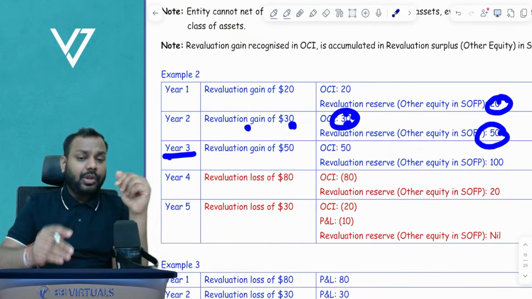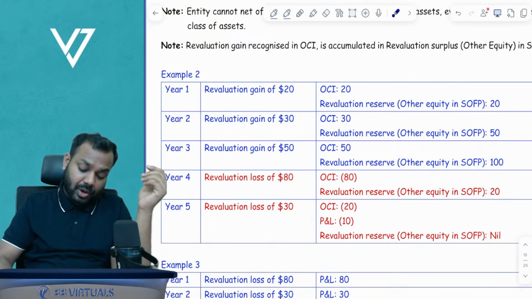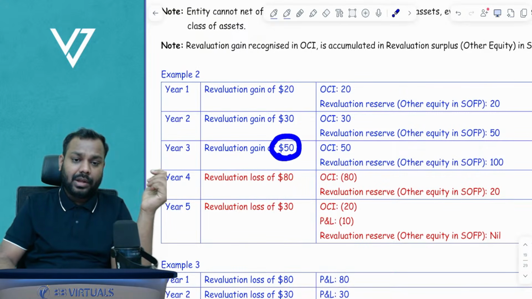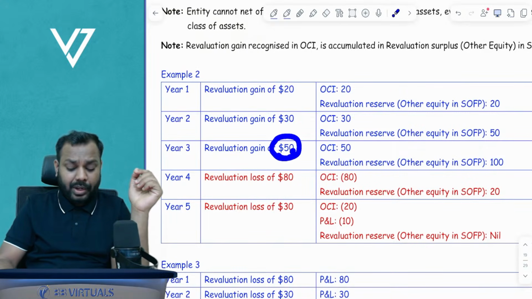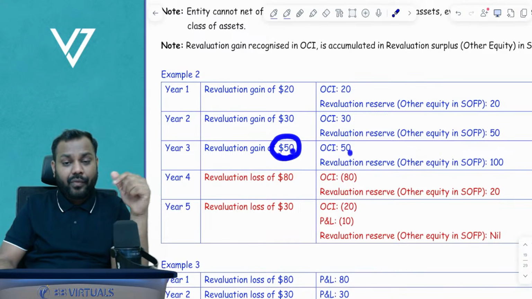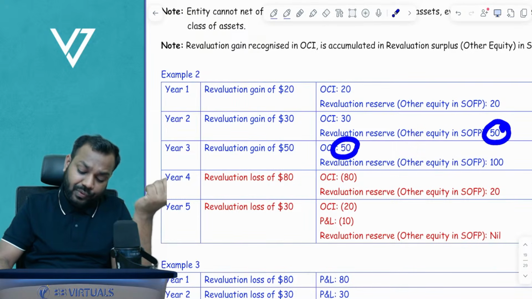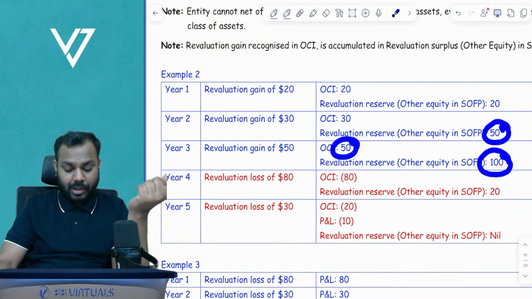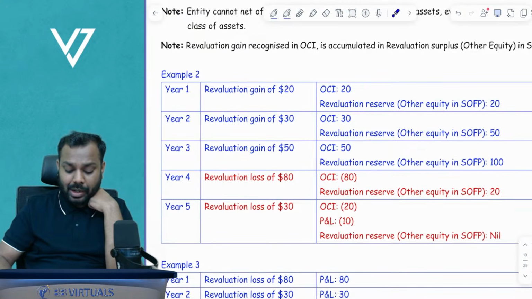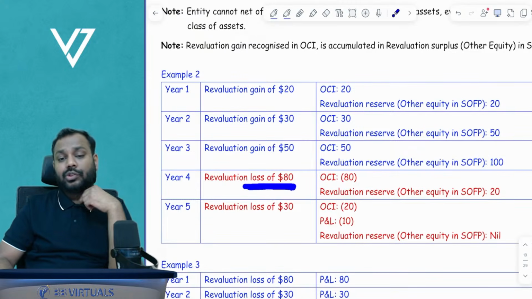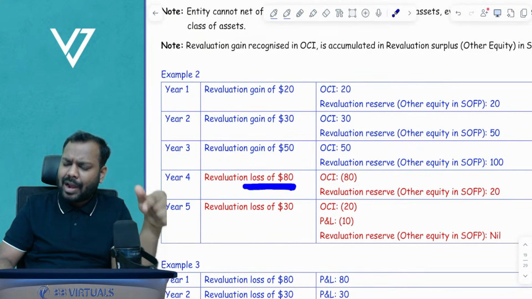Then the third time you again did a revaluation. The revaluation gain is 50. So where will you record this 50? Other comprehensive income. And where will you accumulate it? Revaluation reserve. So 50 plus 50 will become 100. Now this time you got a revaluation loss. So what is the treatment of the revaluation loss?